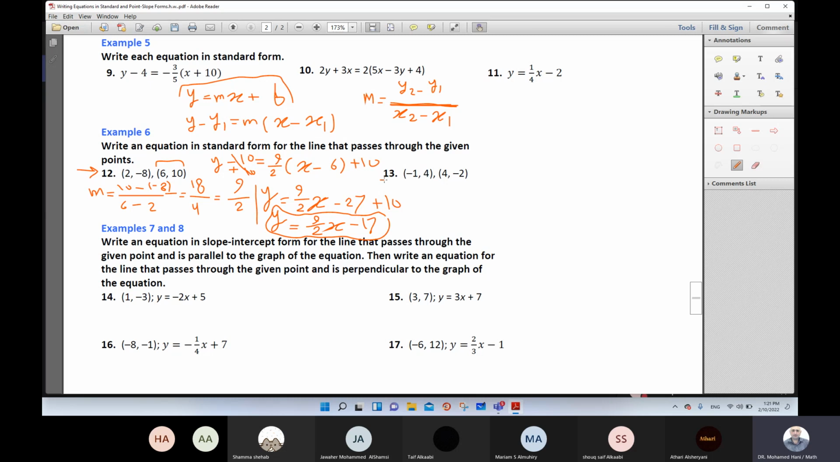We want to do the second example. We can use the same idea. Start from the rule of the slope: y2, which is negative 2, minus y1, which is 4, over x2, which is 4, minus x1, which is negative 1. So m equals negative 2 minus 4, which is negative 6, and here 4 minus negative 1 means plus, 4 plus 1 will be 5. So the slope will be negative 6 over 5.